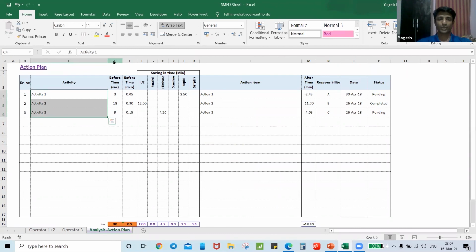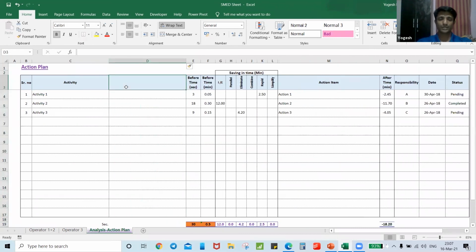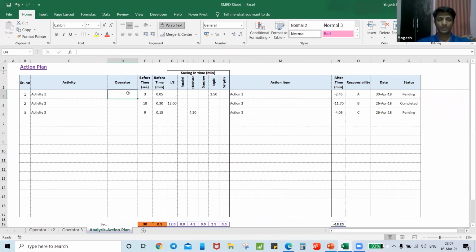The other thing that you can do here is also insert a cell for the operator who is performing the activity, like operator name, just for understanding purposes, right? So operator, activity name, who is performing the activity, before time, and then can we perform it internally or can we perform it externally, like before or after.